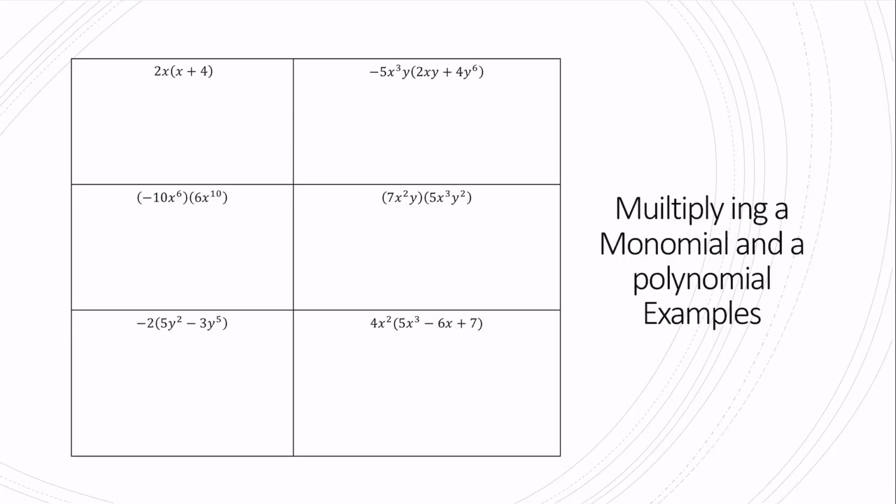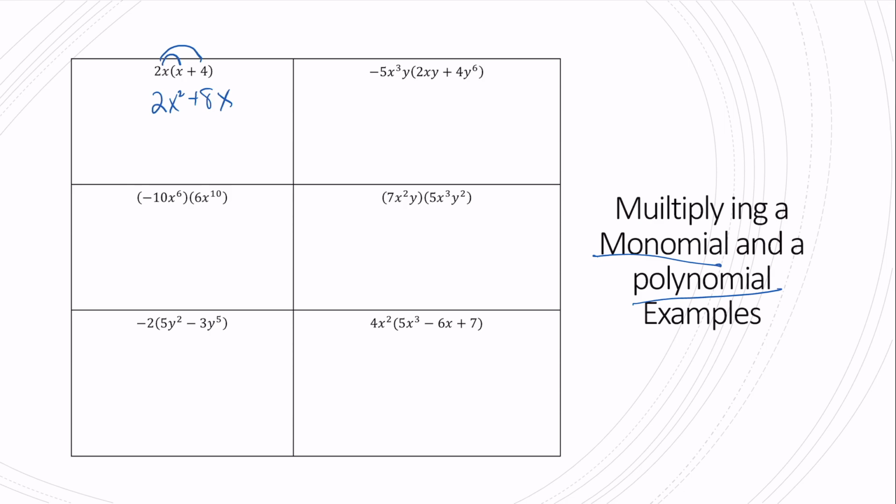Now let's just take a look at multiplying some polynomials together. We're going to multiply monomials by polynomials, so monomial being one term. If I have 2x times x plus 4, I need to distribute, that gives me 2x squared plus 8x.